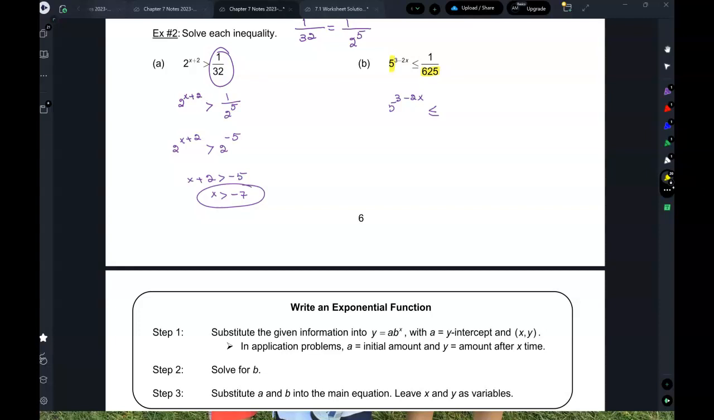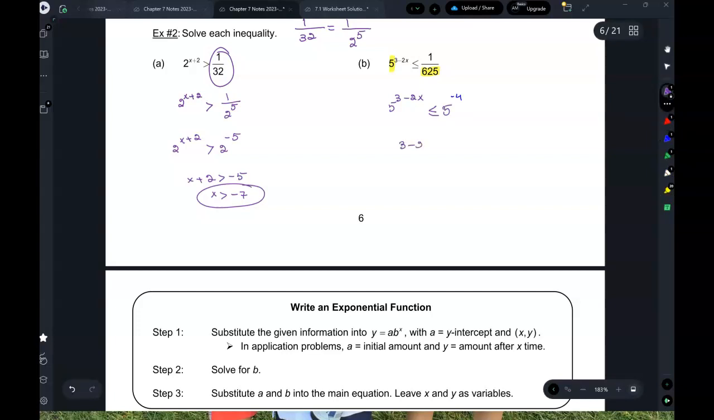So let's just think of 625 first. 625 is 5 to the power of 4, because 5 cubed is 125, 5 to the 4 is 625. So this is 5 to the power of 4. Now, to go between a whole number and a fraction, it's a negative exponent. So that will be 5 to the power of negative 4.